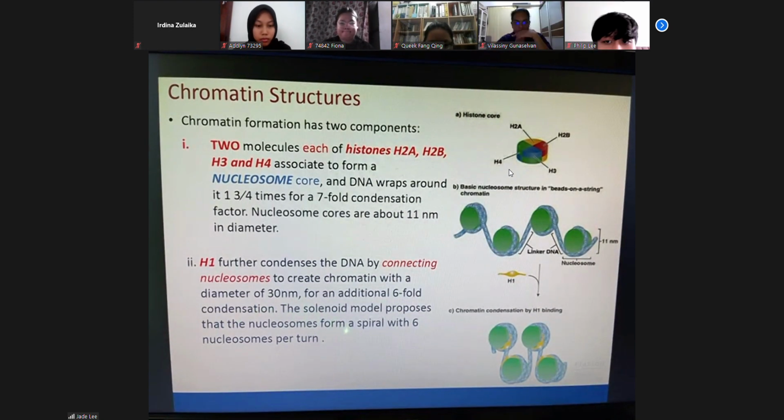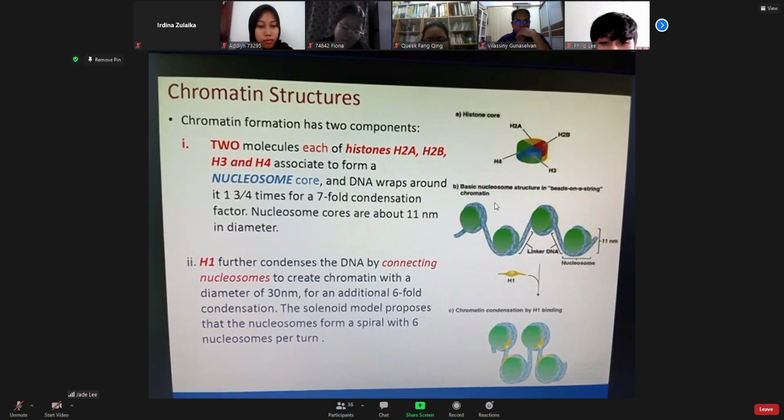So the solenoid model proposed that the nucleosomes form a spiral with 6 nucleosomes per turn. So dia dalam satu turn tu dia ada 6 nucleosome. So this is how they compact it.